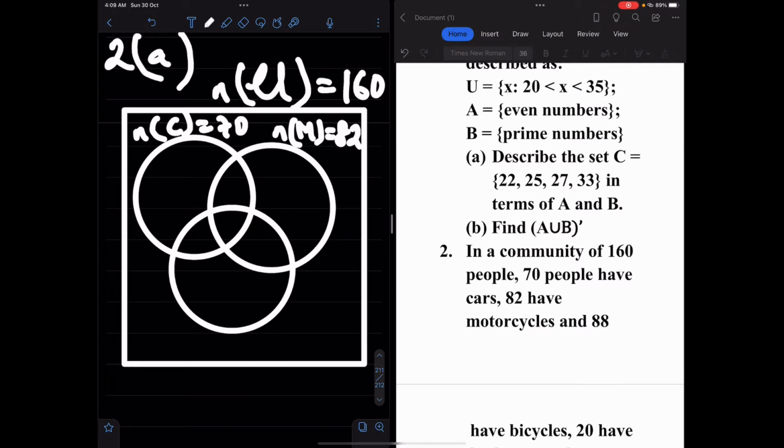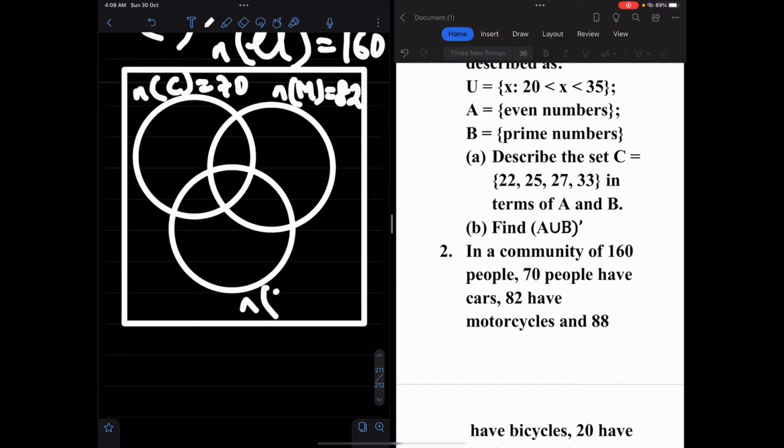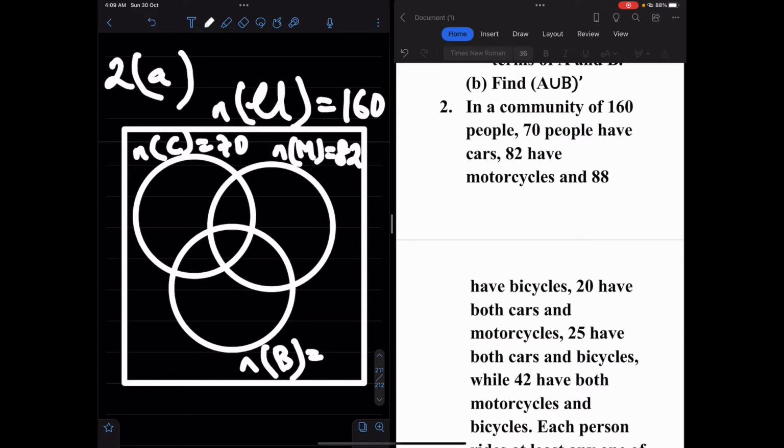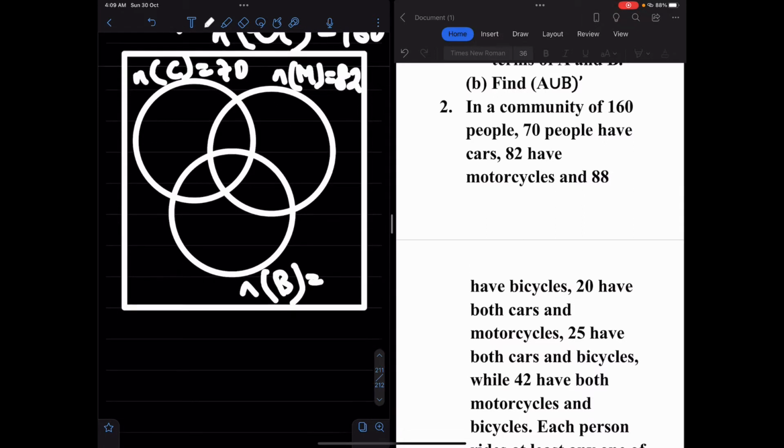Is equal to 82. And let B be the set of people who have bicycles. The number of elements in the set B, 70 people have cars, 82 have motorcycles, and 88 have bicycles. So the number of elements in the set B, which represents the number of people who have bicycles, will be 88.